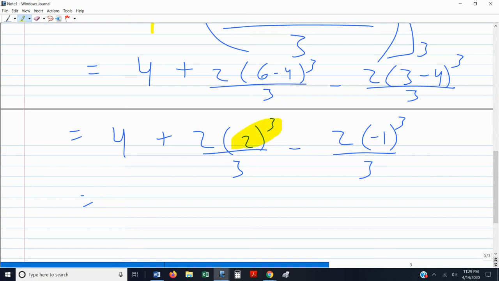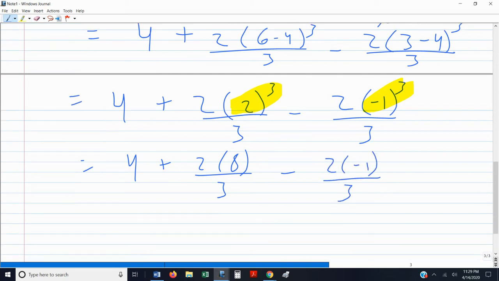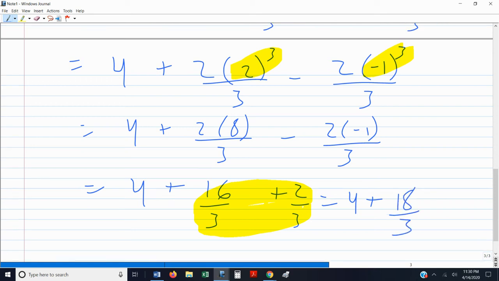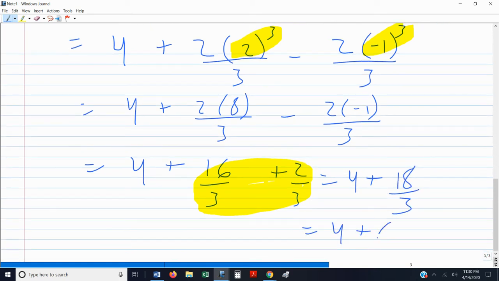If we look at the exponents first, we have 2 to the third is 8 over the 3, and then negative 1 to the third is negative 1 over 3. So this would become 16 over 3 plus 2 over 3. We can add these fractions because they are fractions with common denominators, so that would be 18 over 3. We like this because 18 over 3 is 6, and we end up with 10.